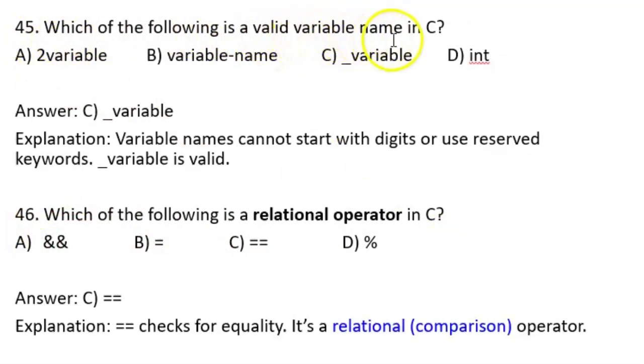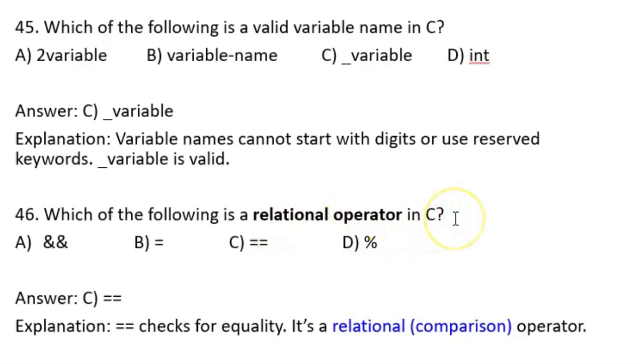Question 45. Which of the following is a valid variable name in C? 2variable, variable name, dash variable, int. The answer is the valid variable name. A variable name cannot start with digits or use reserved keywords like int.